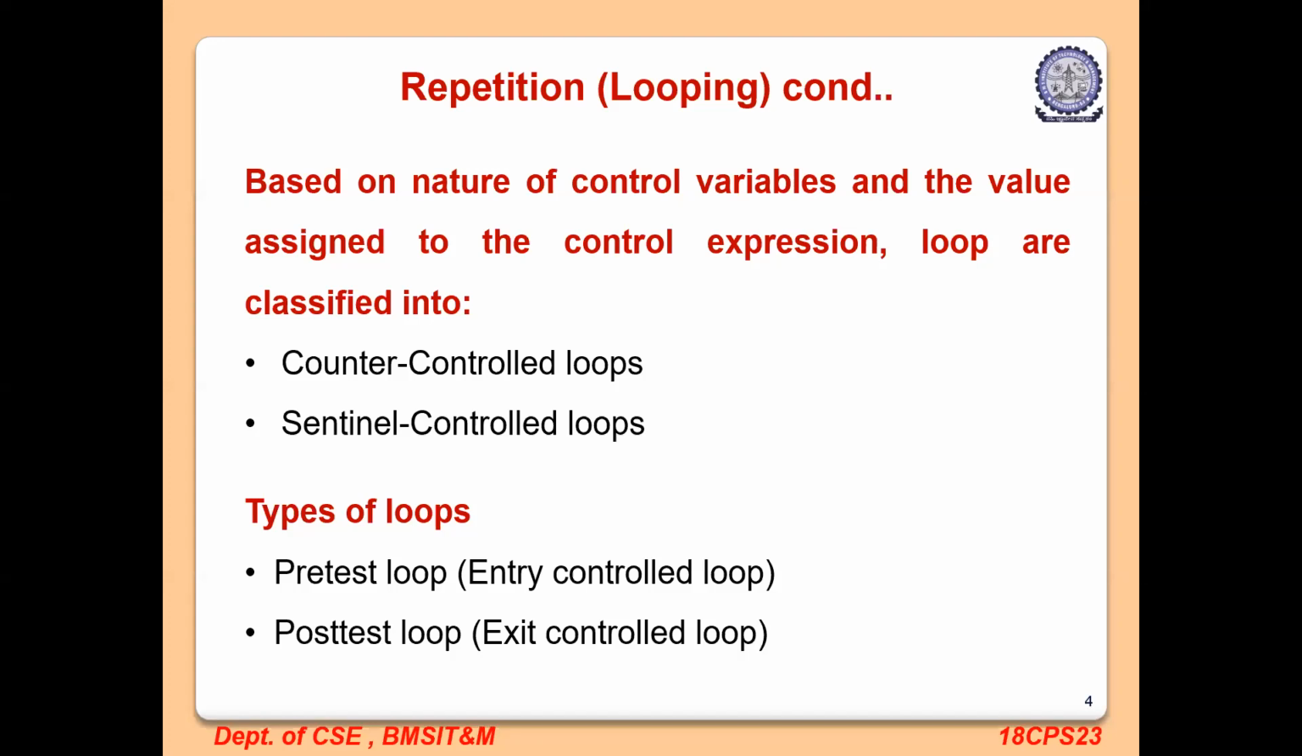In a sentinel controlled loop, a special value called a sentinel value is used to change the loop control expression from true to false. For example, say you are trying to read data from a file and you want to know the end of the file.